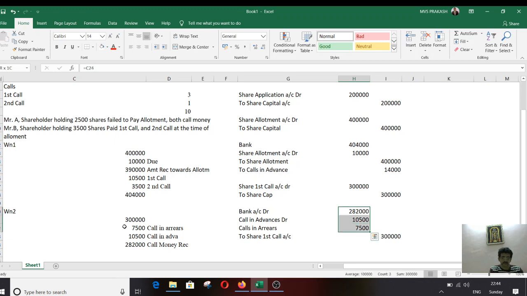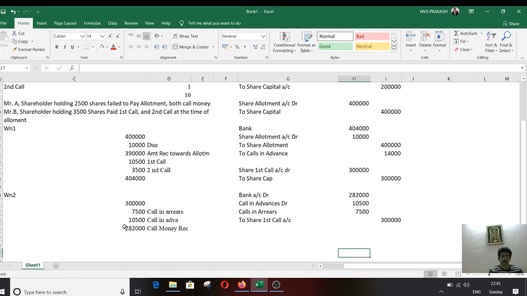So ultimately the total is 3 lakhs. I need to receive 3 lakhs. Received only 2,80,000 because I had already received this 10,500. Now I should transfer this to my call account. I have not received this 7,500 that I am putting separately as calls in arrears. So that is the entry for your share first call. Now a similar set of transactions will happen for your share second call account as well.